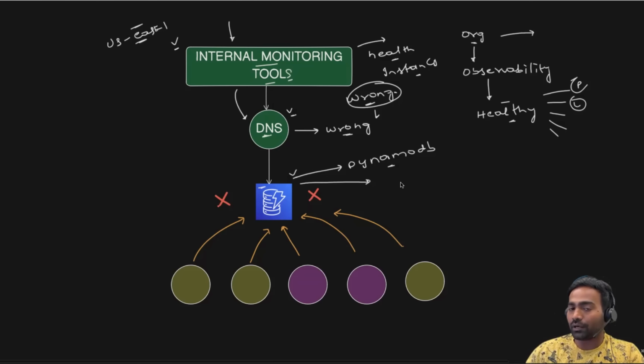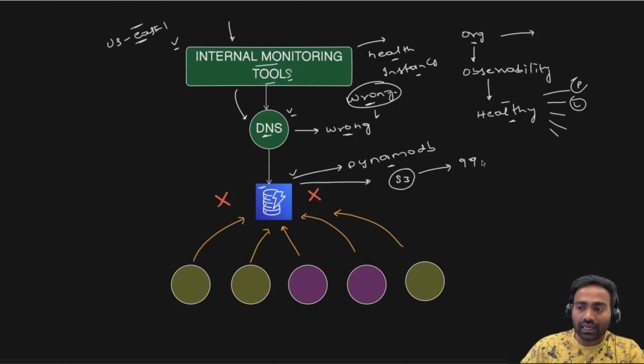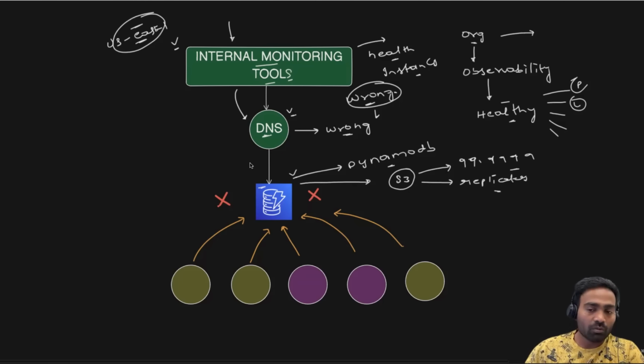Now, if you try to compare DynamoDB with, let's say, S3, right? So S3, when you create a bucket, it comes with 99.11 nines of durability. That means if you create a single S3 bucket, AWS makes sure your S3 bucket is replicated across different regions of AWS. So even if one of the regions goes down, you still can access your S3 bucket, which is replicated to other regions. But DynamoDB is not like that.